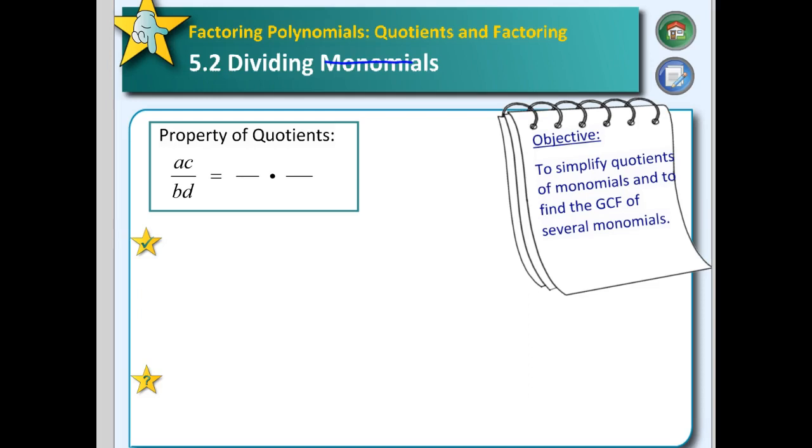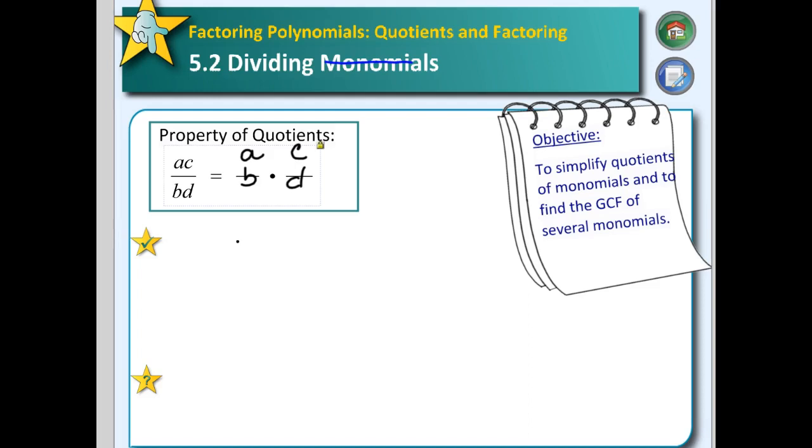All right? Now, the whole thing that we're going to do falls on the premise of this new property we're going to see today. And this new property is the property of quotients. And if you look at it, it says AC divided by BD. Remember, for us, the fraction bar in algebra now means division. And we can bust that up into its parts, and we can say that this is going to be A divided by B times C divided by D.